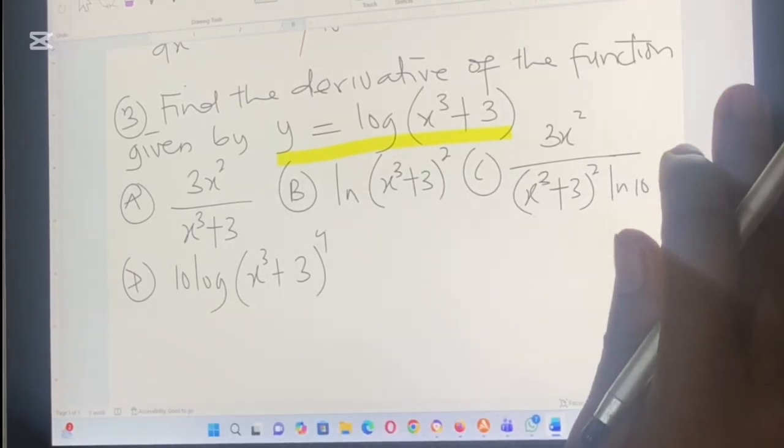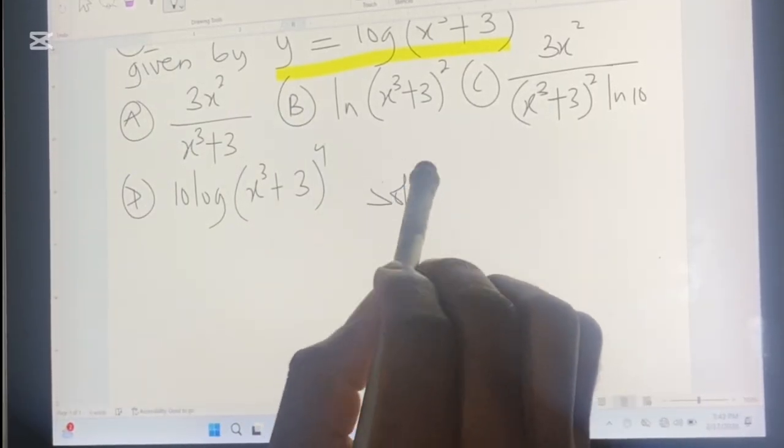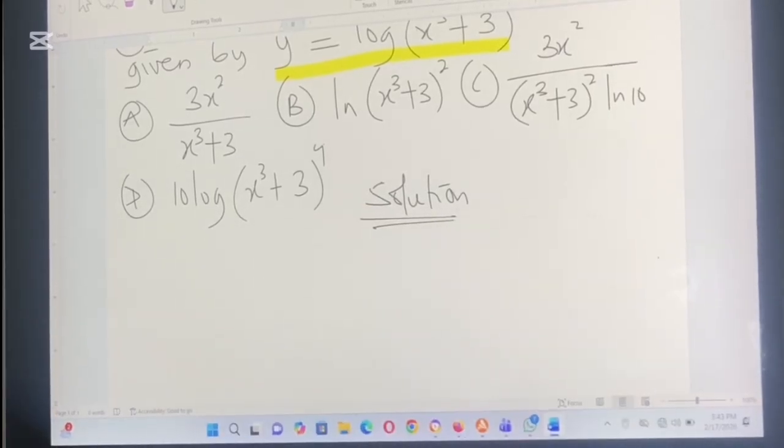Before we differentiate this, let's write the solution. All right, so now let's differentiate this. This is what you have to understand before we differentiate: to differentiate any given equation, you have to know the function, and different functions have their different patterns of differentiation, or derivative. Please take note. So let's know how to differentiate a logarithmic function.